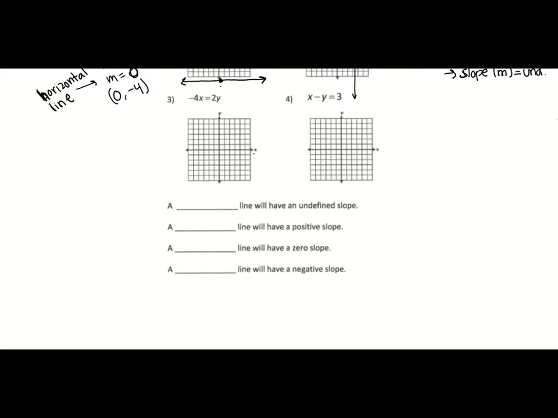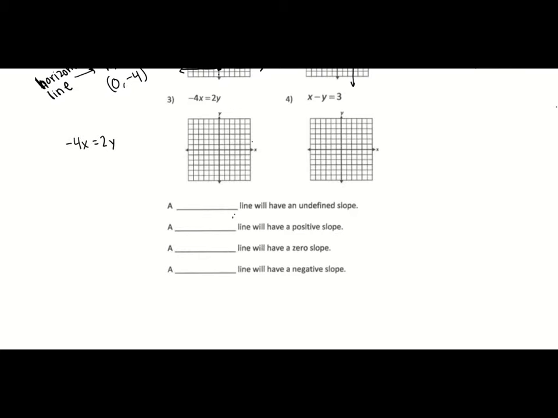Okay, let's look at number 3. Again, my first step is to get y by itself. Now, we're used to having our y on the other side, so we can just flip our equation around. 2y is equal to -4x. When I get y by itself here, I'm going to divide by 2 on both sides. I get y, 1y, is equal to -2x.